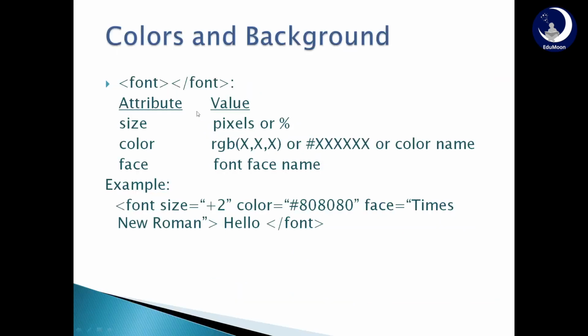Colors and background. Font is a tag in HTML which is used to set size, color and style of text in a web page. Face is the attribute which is used to set the style of the text. Here is an example where hello is going to get displayed 2 times its size as specified, and the color is going to be as specified by the RGB values, with face Times New Roman.